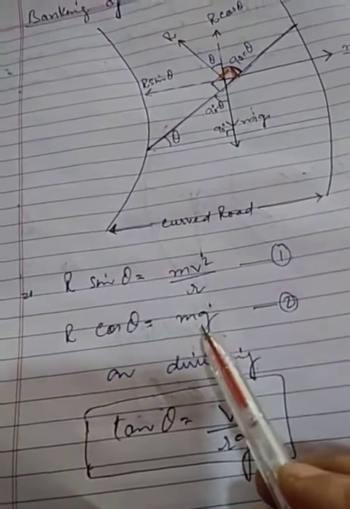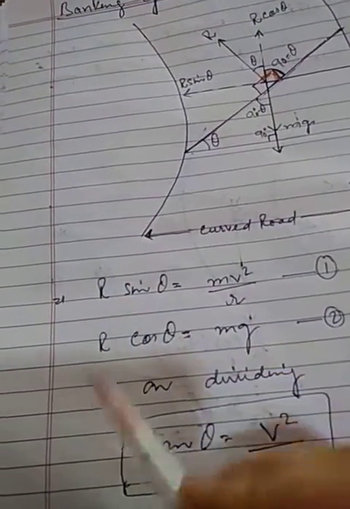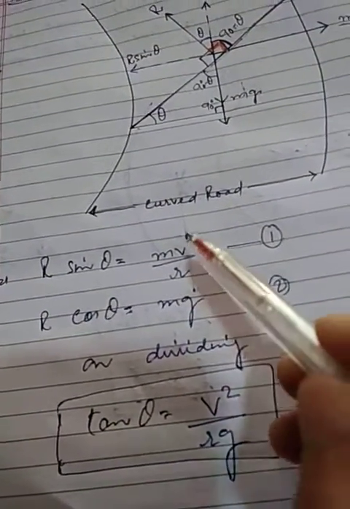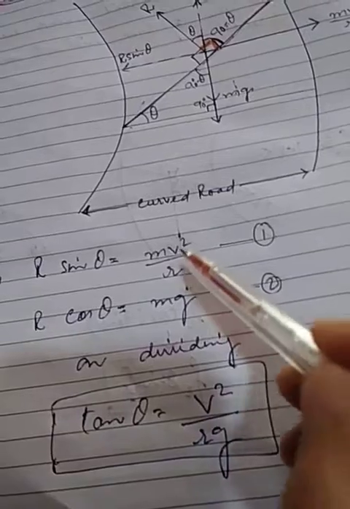So R cos theta is mg. Dividing first by second, R and R will get cancelled out. Sin theta by cos theta is tan theta, and here m and m will get cancelled out. So tan theta equals v square by r g. This is the final expression.